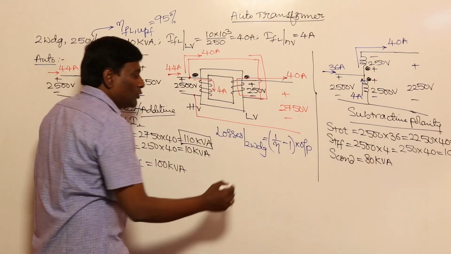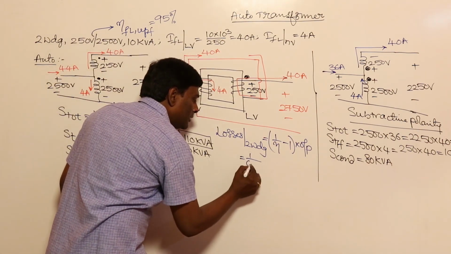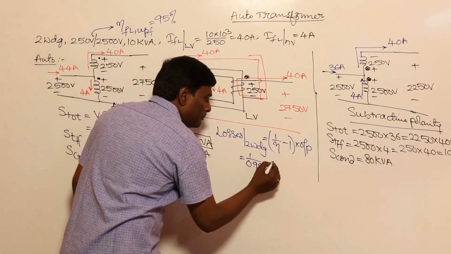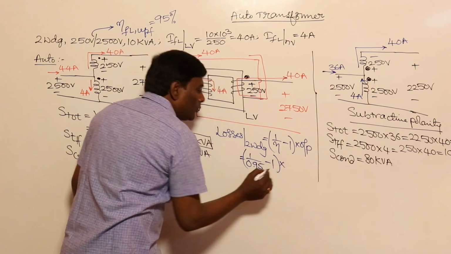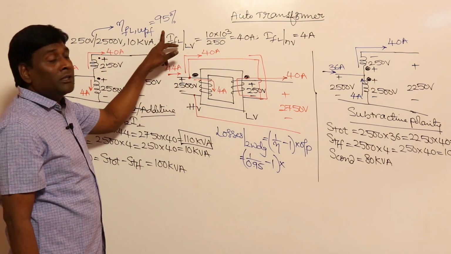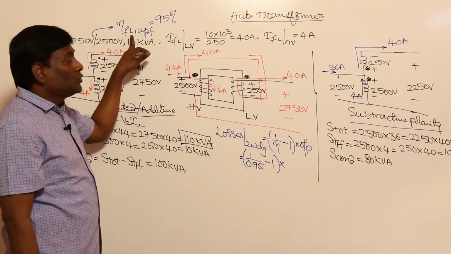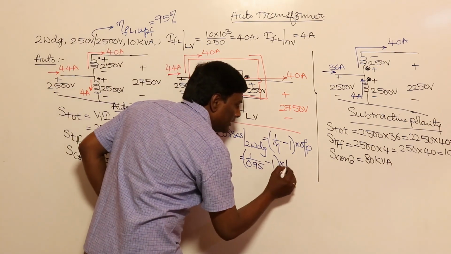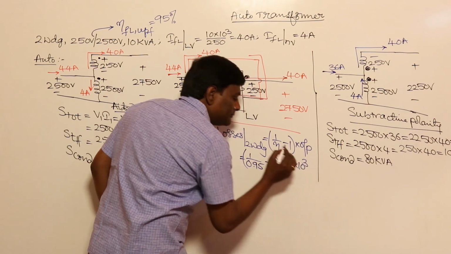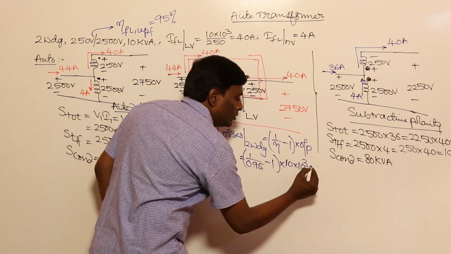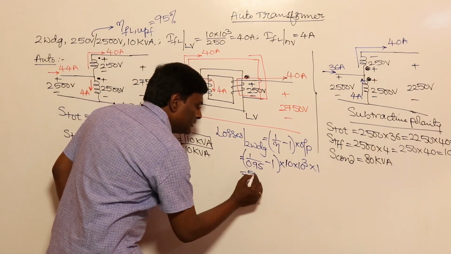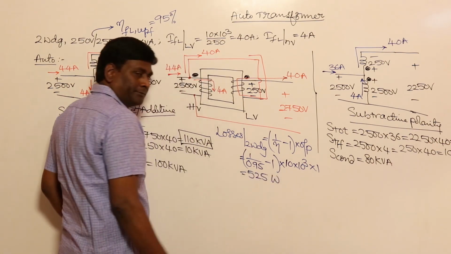Okay, so 1 by efficiency is going to be 1 by 0.95, because 95% efficiency is given, minus 1, into the output as a two-winding transformer at full load. If the full load capacity is 10 kVA, then 10 into 10,000 at full load and unity power factor. The losses you will get are roughly 525 watts.